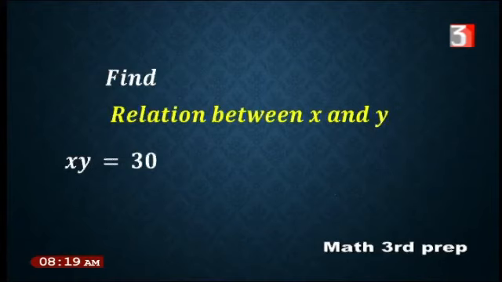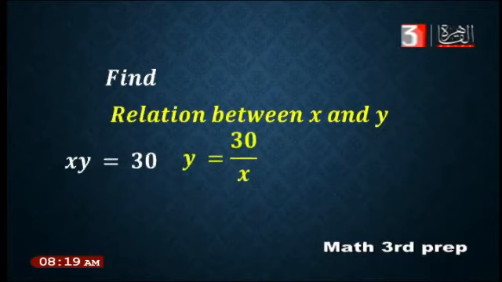It can be written in the other form by putting the y on one side. So we are going to say that y equals 30 divided by x, which is 30 over x. What do you notice? You are going to notice that y equals 30 divided by x. So this relation is called inverse variation. It's called what? Inverse variation.